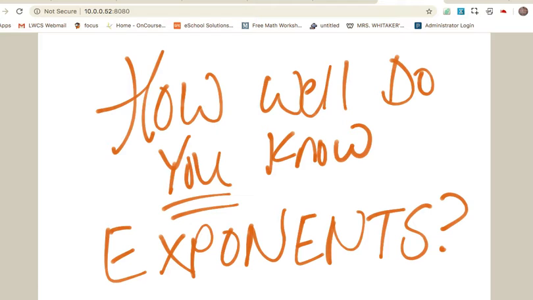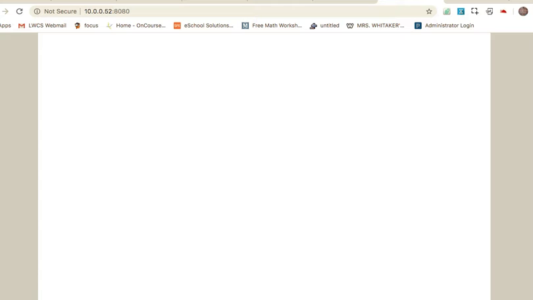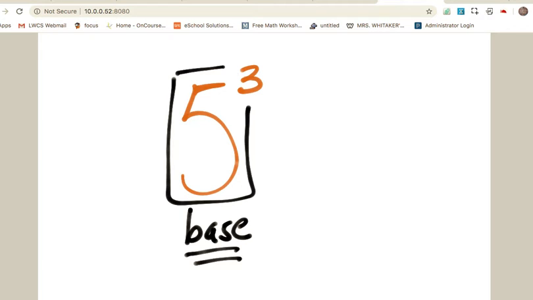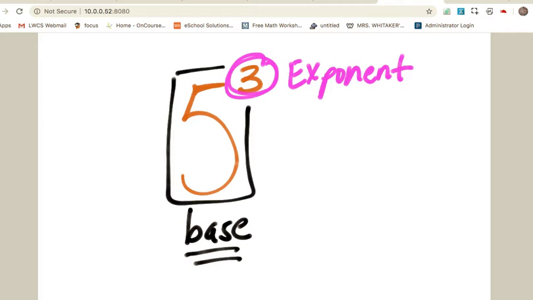Let's talk about the parts of the exponents to kind of refresh ourselves. So if I wrote 5 to the 3rd power, let's talk about these parts, okay? Each number has a name. If I look at this 5 right here, the big 5, this is actually called the base. You need to know that. And then the base is being multiplied by itself by this little number here. And this little number, 3, is called the exponent. That tells you how many times to write the base.